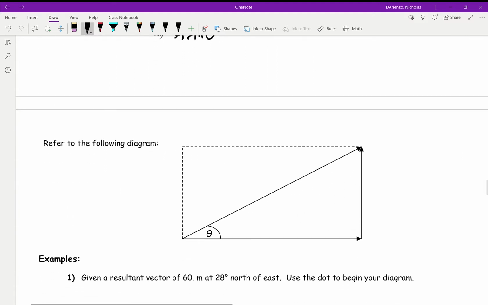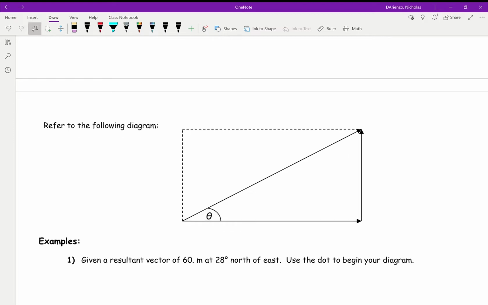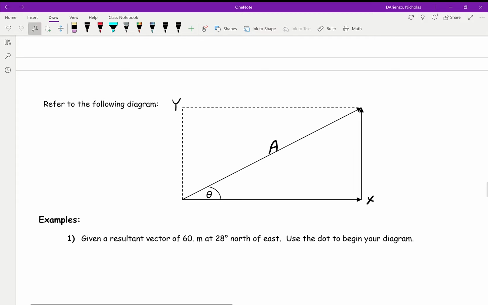So let's see what this means here. If we consider vector force A in this diagram, A makes angle theta with the horizontal x-axis. We can find the x component, A sub x, as A cosine theta, and we can find the y component, A sub y, as A sine theta.